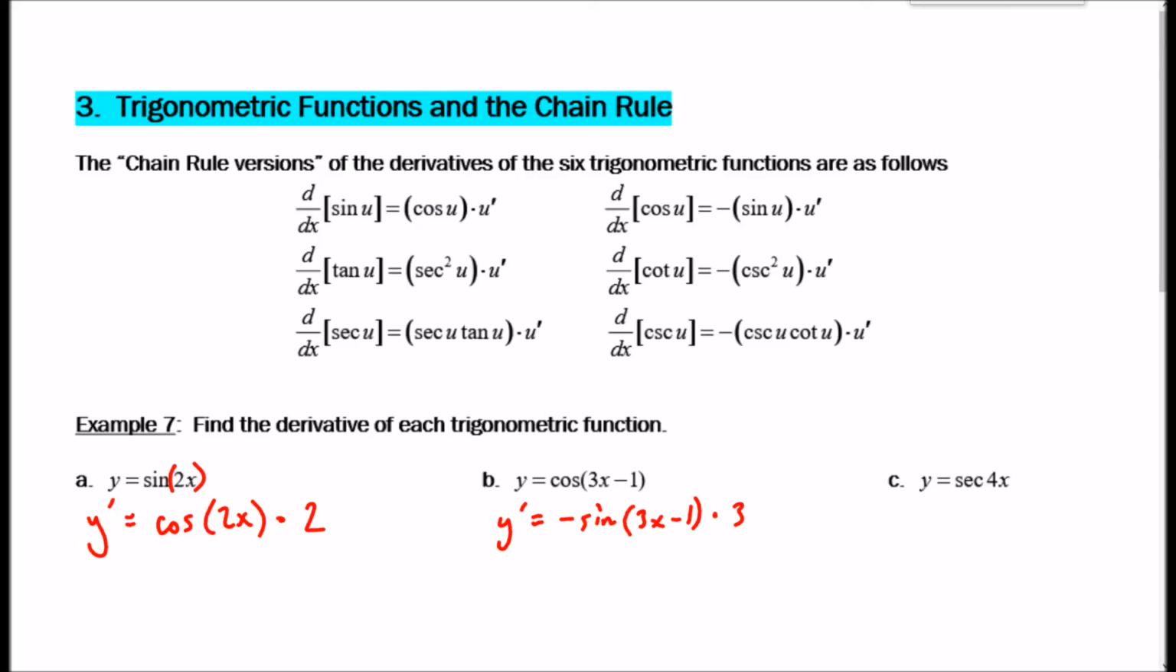All right, and then on y equals the secant of 4x, we put parentheses around the 4x. Now the derivative of secant something is secant something tangent something times the derivative of that something. This is the one that gives students more trouble than the rest.